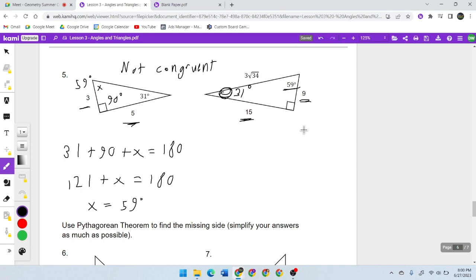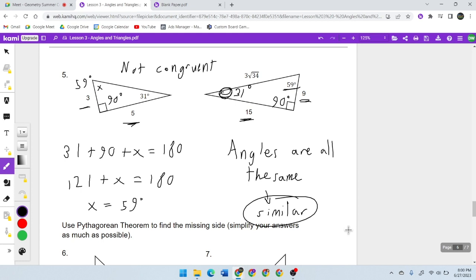If you don't believe me, you can do it on your own. 31 plus 59 plus the 90 right here must equal 180. Basically, all these angles are the same now. I proved it. And because the angles are all the same, that means automatically these triangles are similar. This also means that the side lengths are going to be proportional to each other.